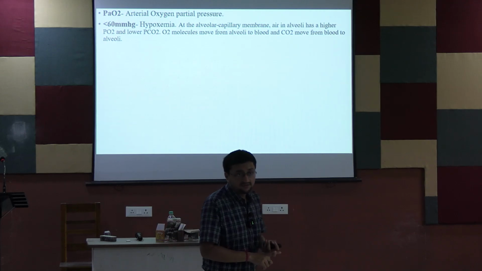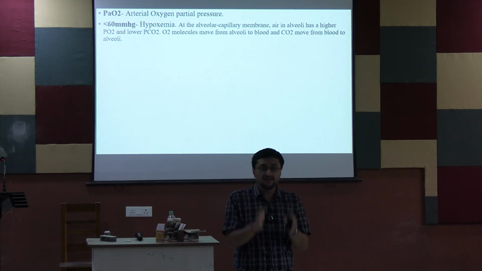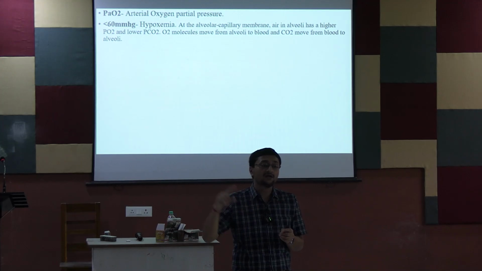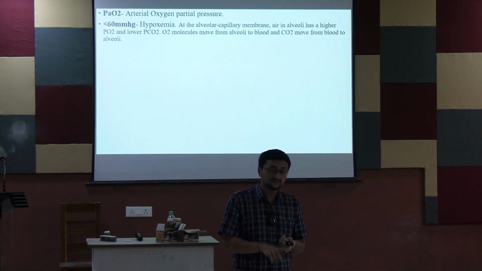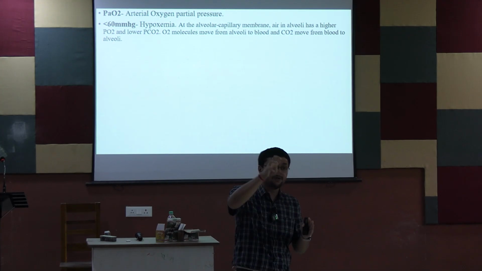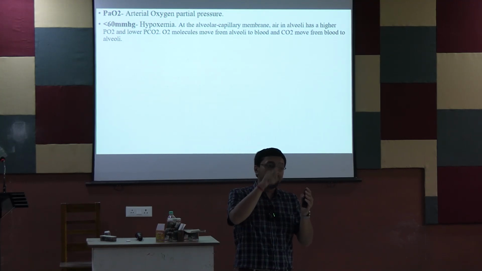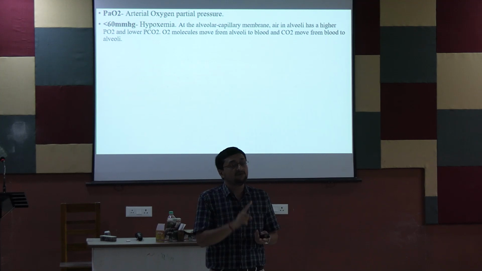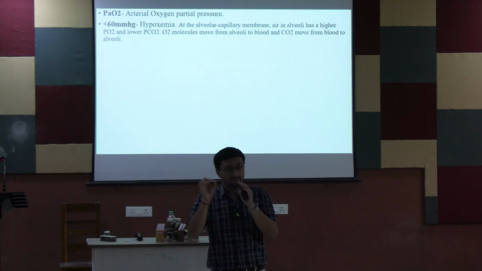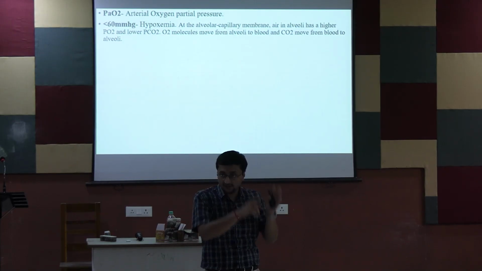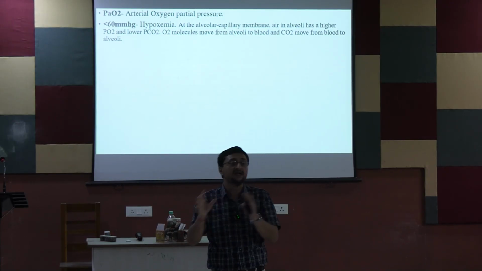This is the reason there is a gradient that is called the capital A small a gradient, AA gradient. The capital A denotes alveolar oxygen, and small a is arterial oxygen. That means PAO2, partial pressure of alveolar oxygen, and PaO2, partial pressure of arterial oxygen. The difference between the PAO2 and PaO2, this is the AA gradient.